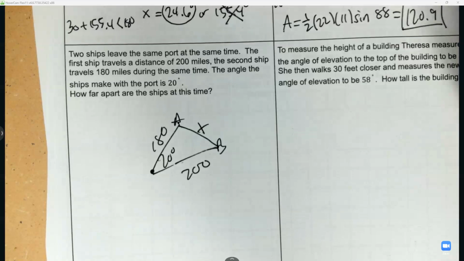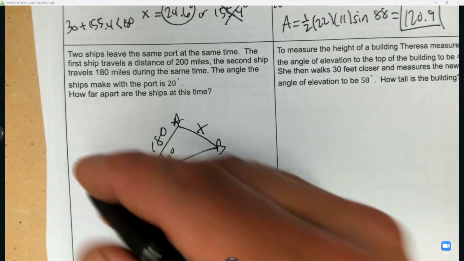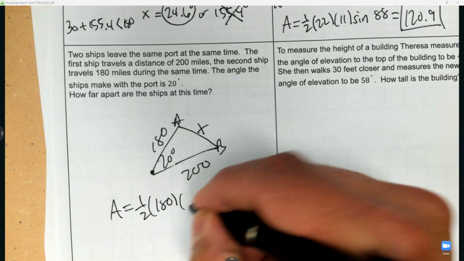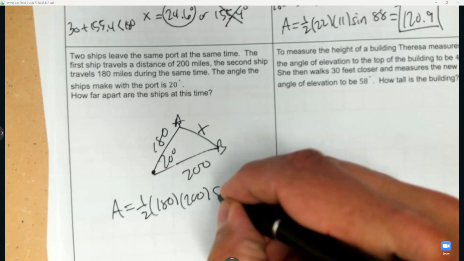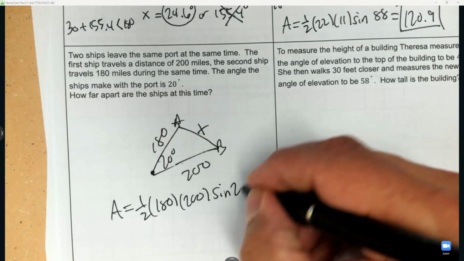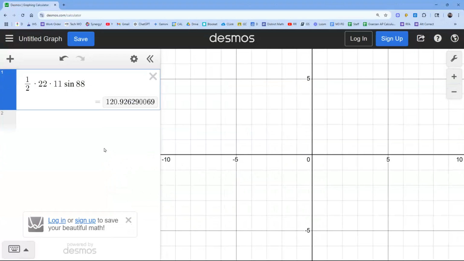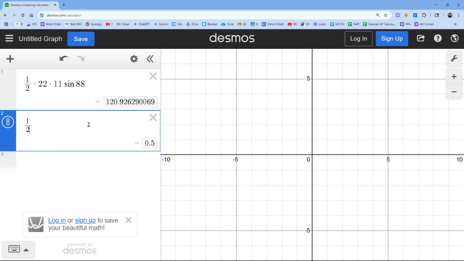So you see we have side angle side. So to find the area, we have all the things we need. We multiply 1/2 times one side times the other side, and then sine of the angle in between them, and then that will give you the answer. So again, I'm going to go 1/2 times 180 times 200 times the sine of 20.